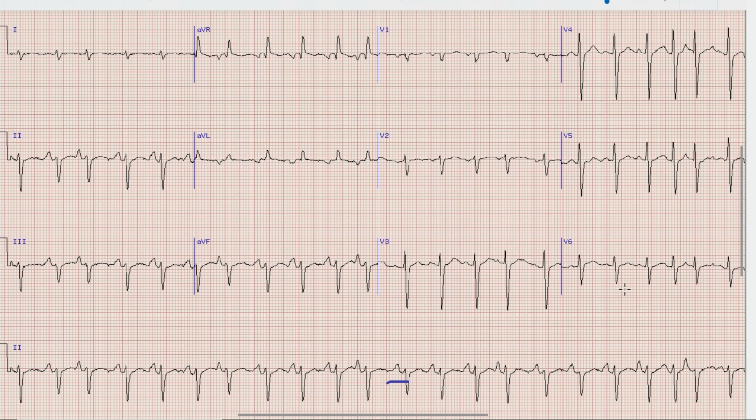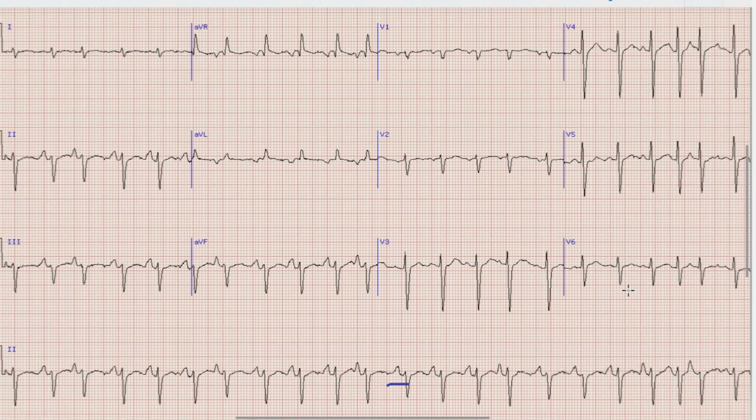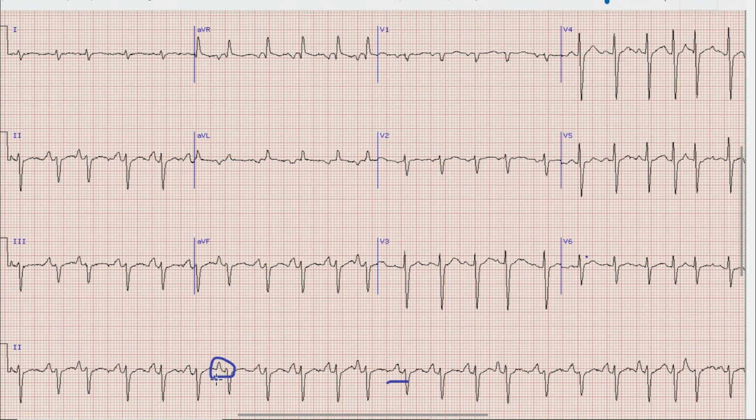When we look at the lead 2 as a whole, we can find that the interval between QRS complexes is variable. It is not regular. Now, to find the cause of this irregularity between QRS complexes, we will look at the P waves. If you look at the P wave which is being encircled, the morphology of this P wave is different as compared to the P waves with normal morphology.